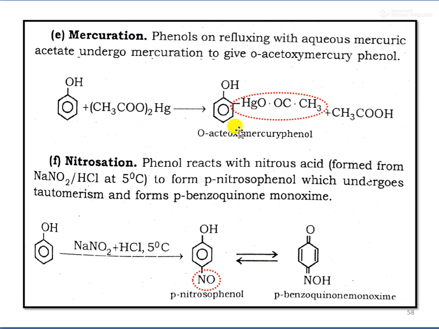So the resulting product is ortho-acetoxymercuri phenol. This is the structure. And the other molecule of acetate will be converted to acetic acid.